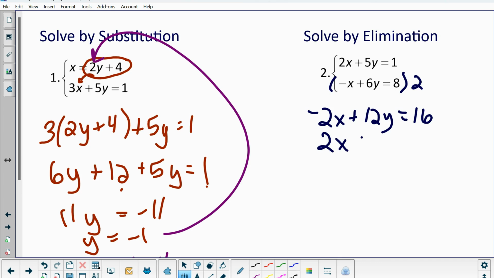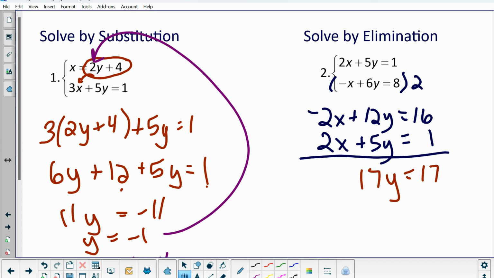Then I take the original equation that I had and I add it to this new equation that I just multiplied by 2. And again, the idea is that you will be able to get rid of one of the variables. And I know that many of you remember this because I heard you talking about this in class yesterday. So hopefully this is fairly familiar to everybody. So I add together, so negative 2x and positive 2x gone. They cancel out. 12 plus 5 is 17y. 16 plus 1 is 17. Now I can divide both sides by 17.